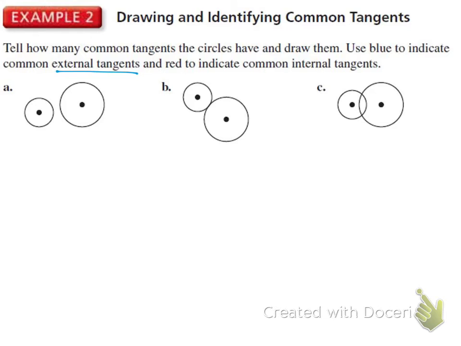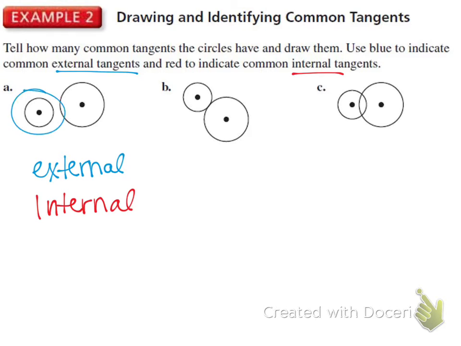We're going to draw external tangents first. So we're going to figure out how many external tangents there are. And then it says use red to figure out how many internal there are. That's why you have 2 colors. We're going to do external first. I'm going to show you why some aren't common tangents and why some are. So don't draw until I tell you. Sound good? Our goal is to get 1 line that touches each circle once. That's the goal. So I'm going to use this circle.